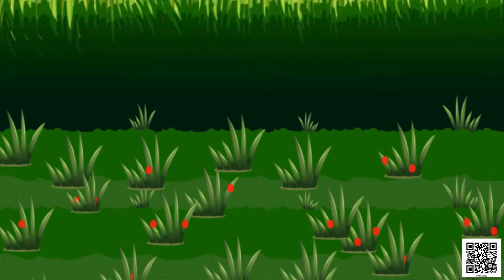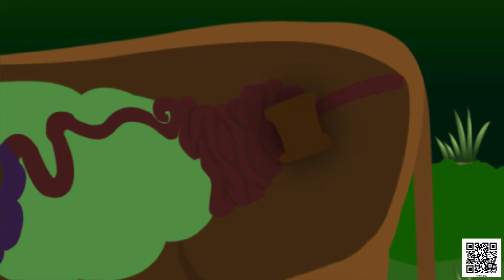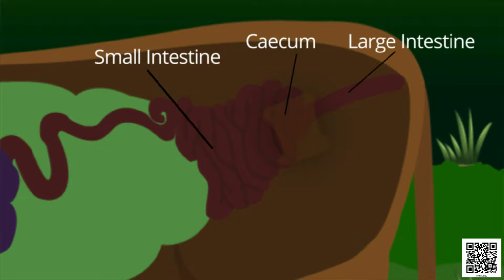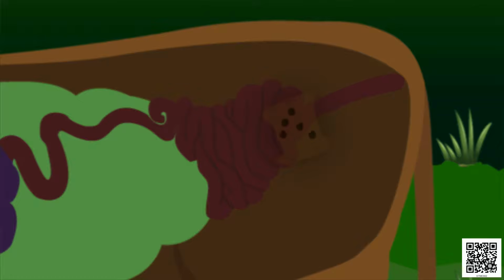The grass is rich in cellulose, a type of carbohydrate. Many animals, including humans, cannot digest cellulose. Ruminants contain certain bacteria which help in digestion of cellulose. Ruminants have a large sac like structure called cecum between small intestine and large intestine. The cellulose of food is digested here by the action of certain bacteria which are not present in humans.